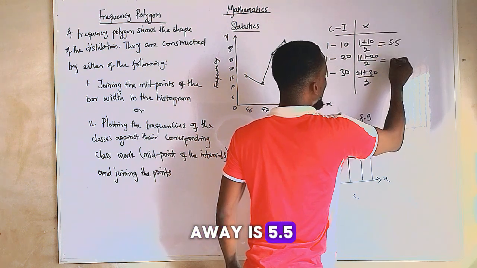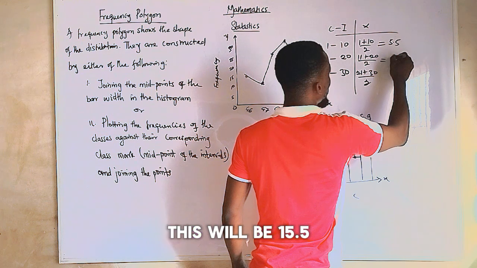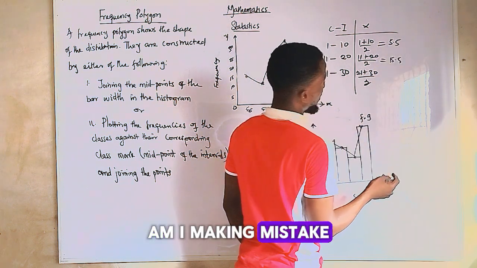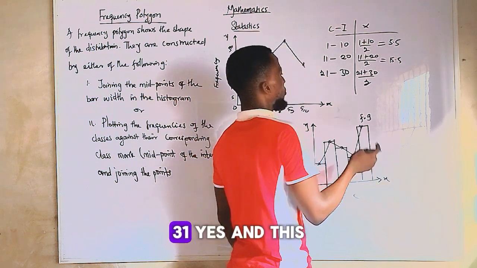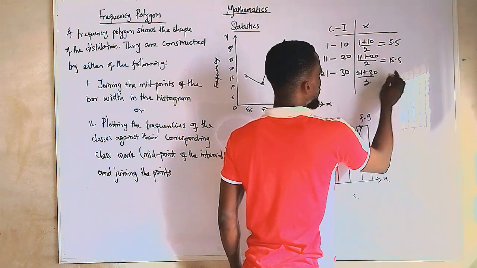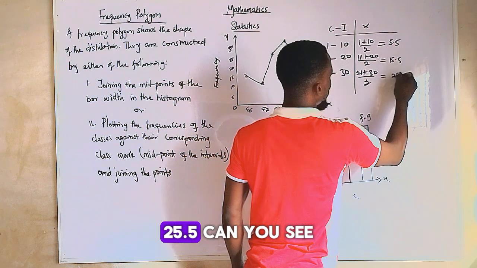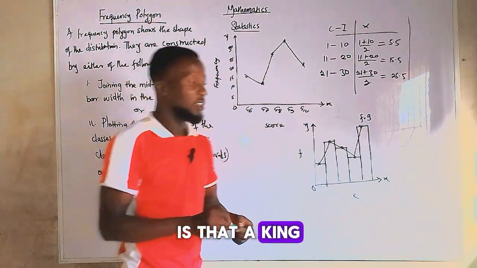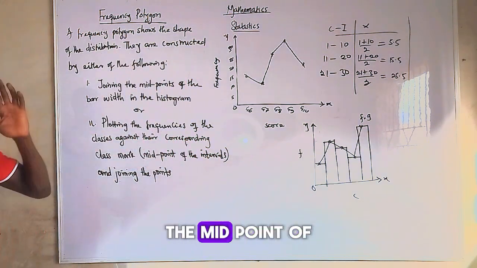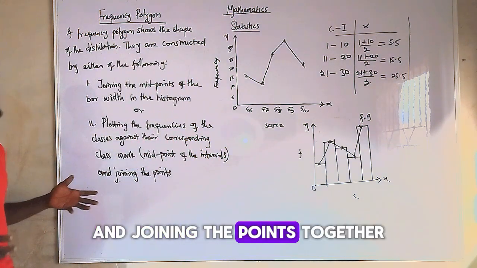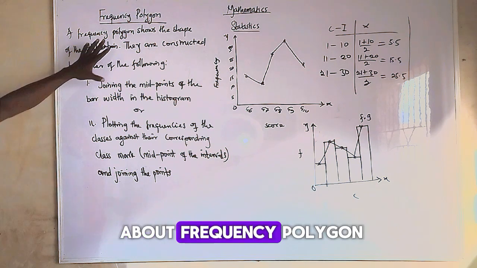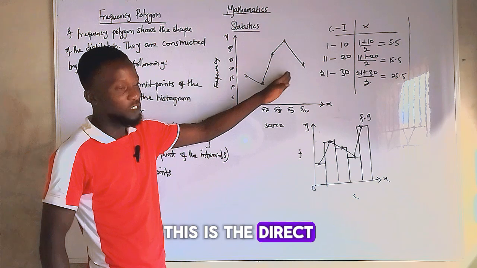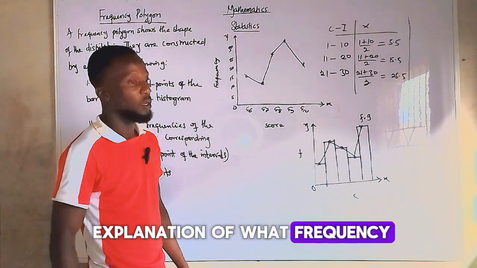Our X is 5.5. This will be 15.5. And this will be what? Am I making a mistake? Is that not 31? 31, yes. And this is what? 25.5. Can you see that? So this is the midpoint. Is that taken? So that is what we are talking about here, the midpoint of the intervals and joining the points together. So when we talk about a frequency polygon, this is what we are simply talking about. This is the direct explanation of what a frequency polygon is.